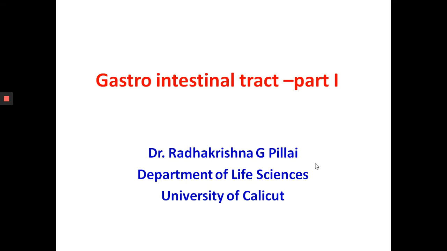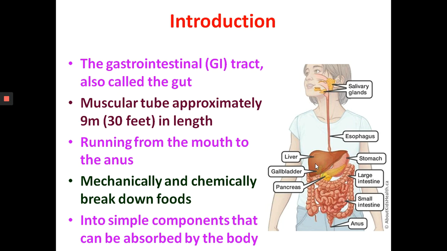Gastrointestinal tract Part 1. This lecture concentrates on the initial part of the gastrointestinal tract, the mouth. The gastrointestinal tract is also called the gut. It is a muscular tube of approximately 9 meters in length, running from the mouth to the anus and includes mouth, esophagus, stomach, duodenum, small intestine, large intestine, rectum, and anus.